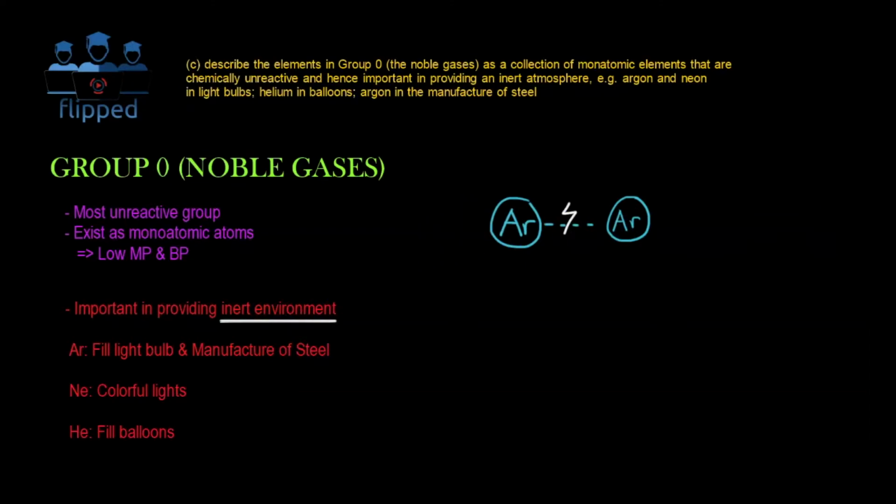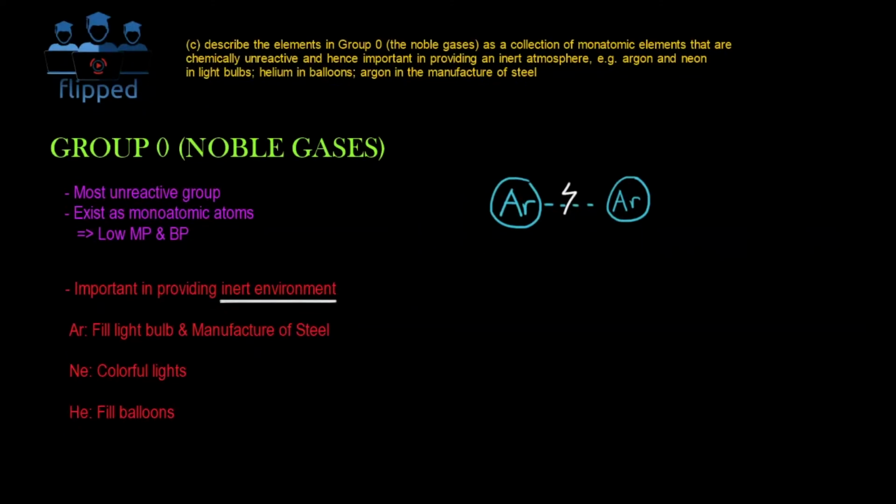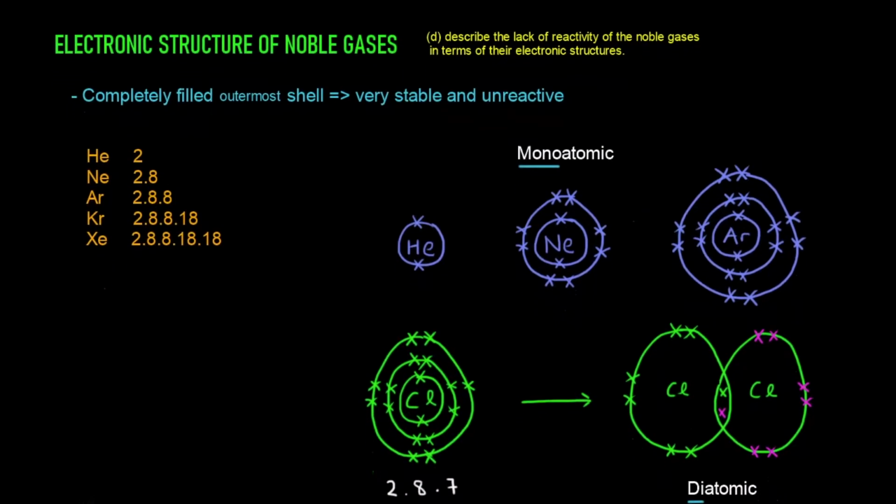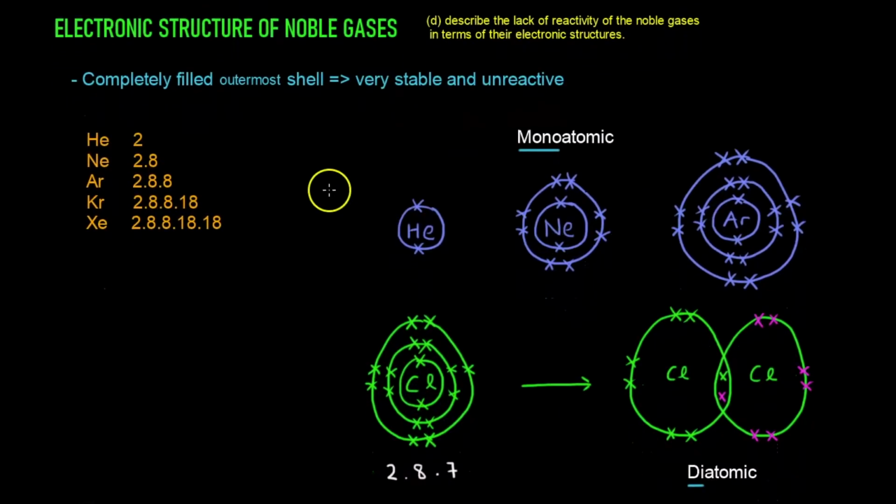Now we'll move on to why group 0 elements are inert. This is because of their electronic structure. You can see that they have a completely filled outermost shell. What do I mean? Look at all the shells here. They are all completely filled. For helium it's 2 electrons, that's the maximum for the first shell. For neon it's 2,8, that's the maximum for the second shell. Argon is 2,8,8, that's the maximum for the third shell, which is 8 electrons.